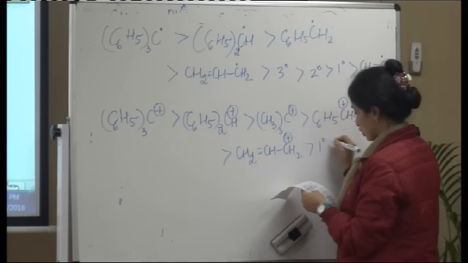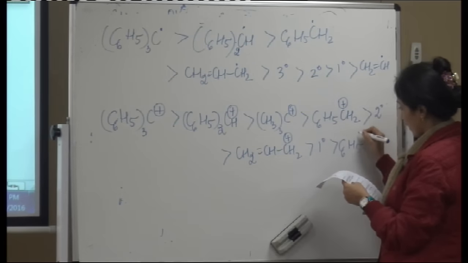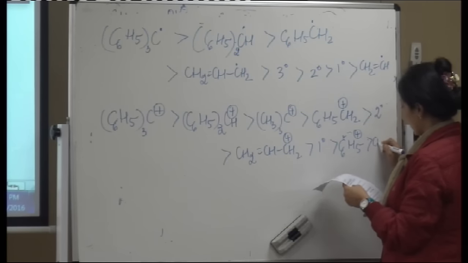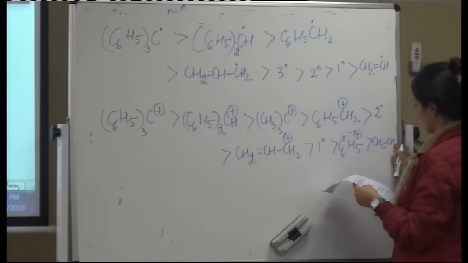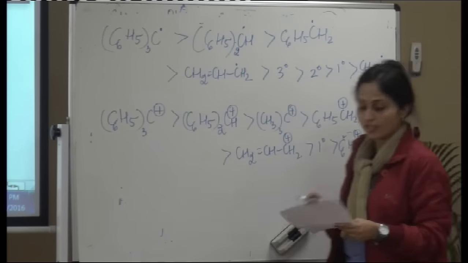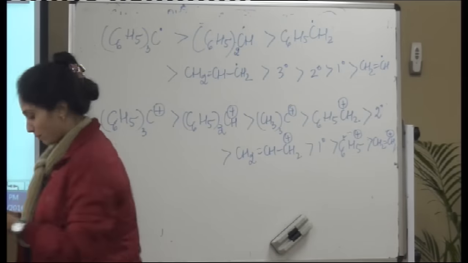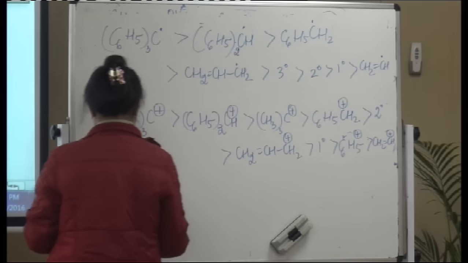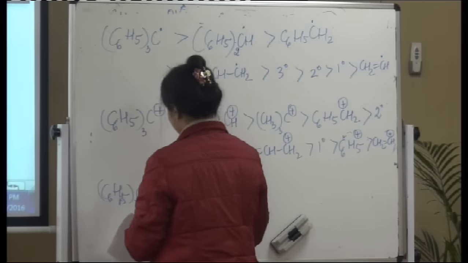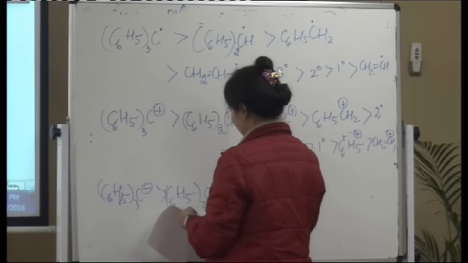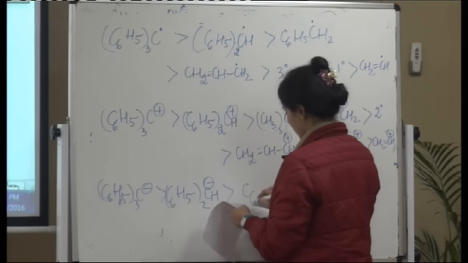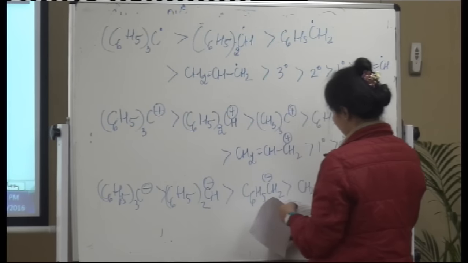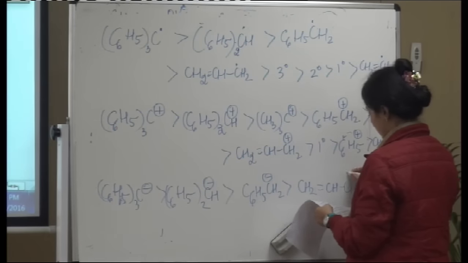It's just the same with just a little bit of difference. The C6H5 carbocation has the plus on C, and then you have CH2=CH. Okay, and I'll put it for the carbanions also. This was for the carbocations, and for the carbanions you have (C6H5)3C minus greater than (C6H5)2CH minus, which is greater than C6H5CH2 minus, which is greater than CH2=CH-CH2 minus.